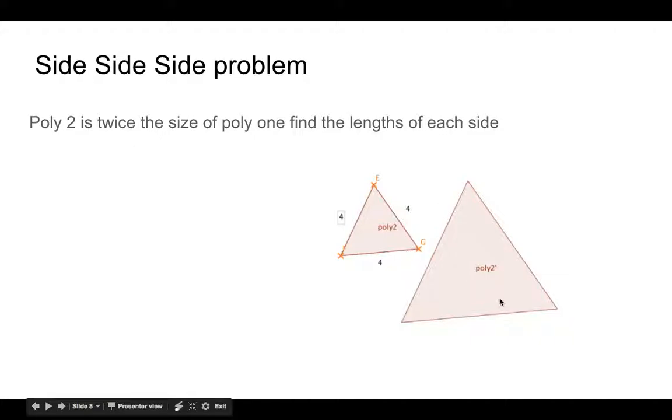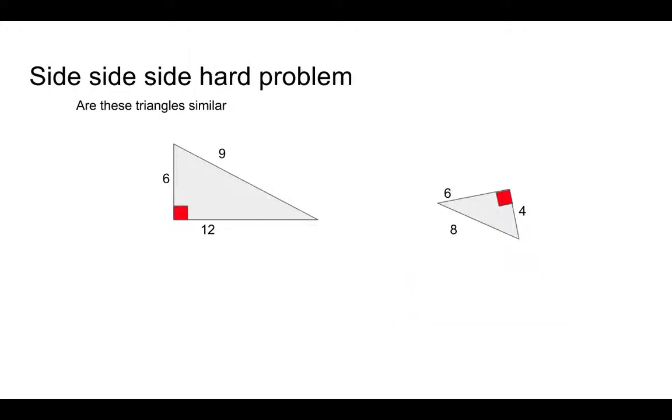Okay, so poly 2, this one, is going to be twice the size as this one. So find the angles and the line lengths. This one's going to be tricky, so you're going to have to set up ratios to find out if the lengths are common or not.